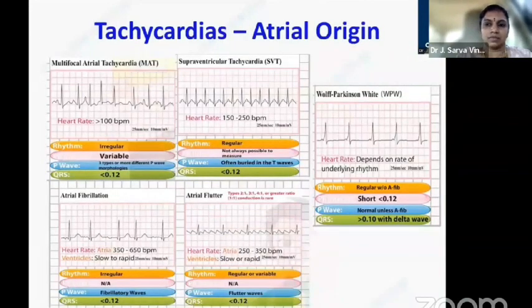To sum up, all the tachycardias of atrial origin will have a narrow QRS complex, except for WPW syndrome, which doesn't have a wide QRS complex. It just has a slurring upstroke of the QRS complex. So always remember, all the tachycardias of atrial origin will have a narrow QRS complex, and the rhythm can be regular or irregular depending upon the kind of the arrhythmia and the kind of AV block that is present.